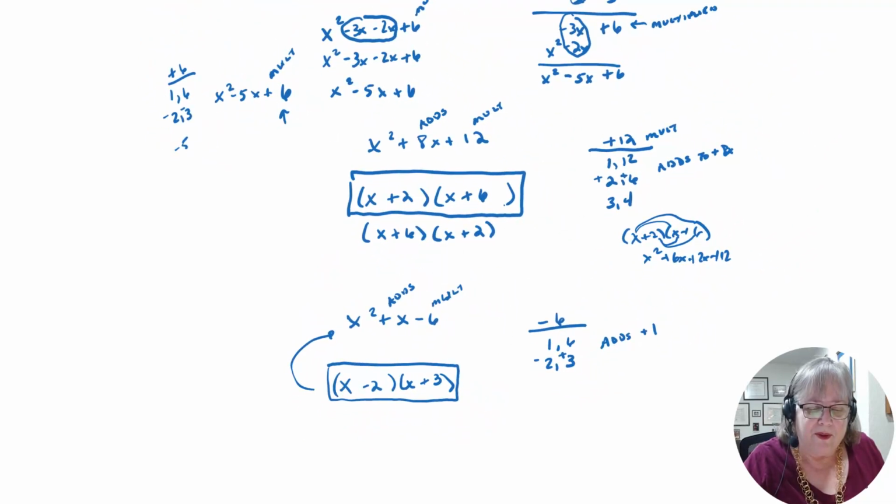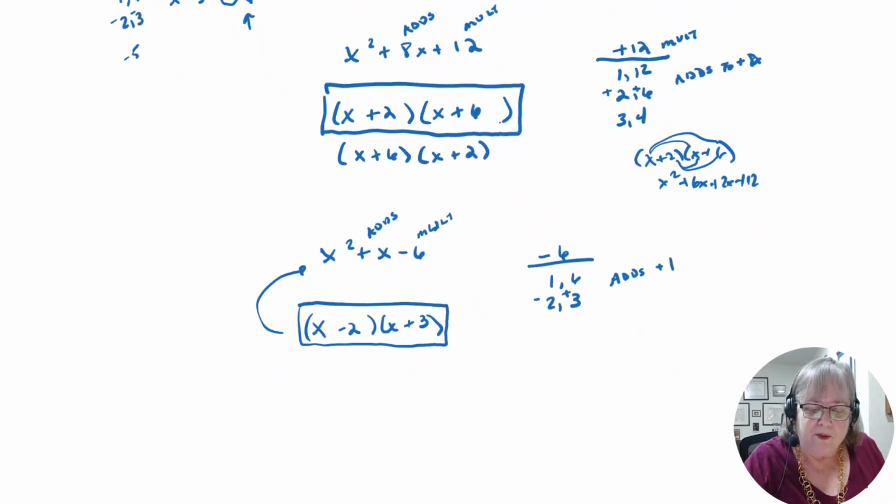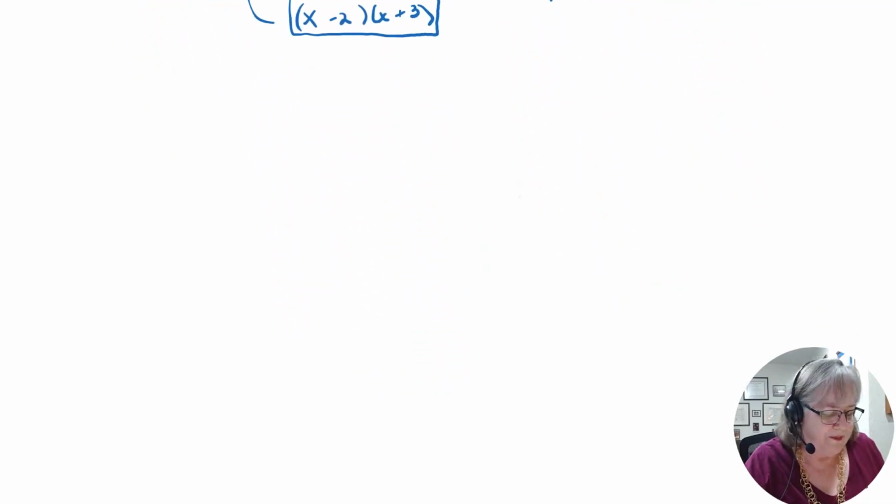So notice that the big difference here is that they multiplied to a positive, so they had to be the same sign. They multiplied to a negative, so they had to be different signs. Okay, let's try another one. They don't have to be all x's.